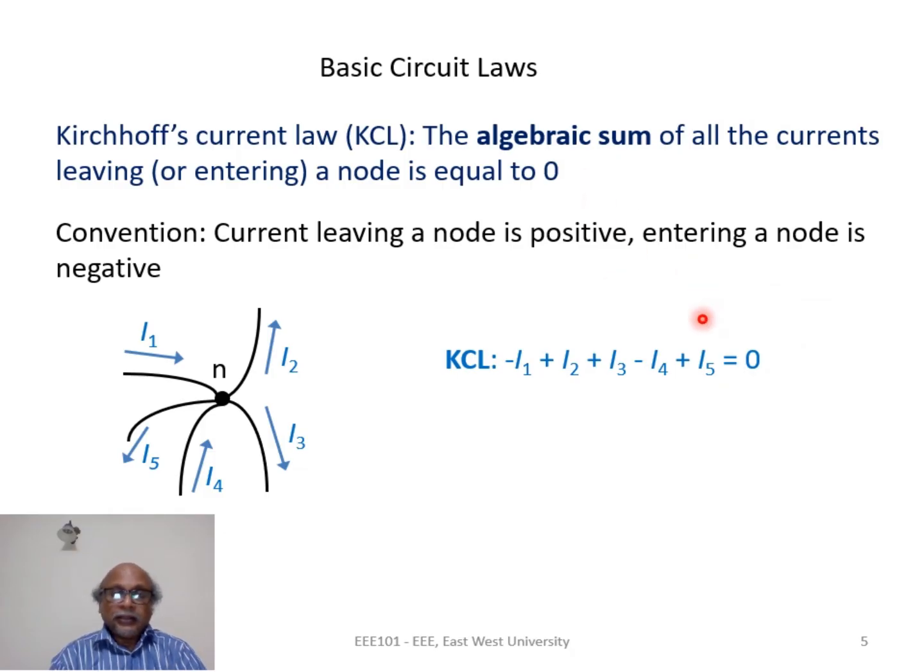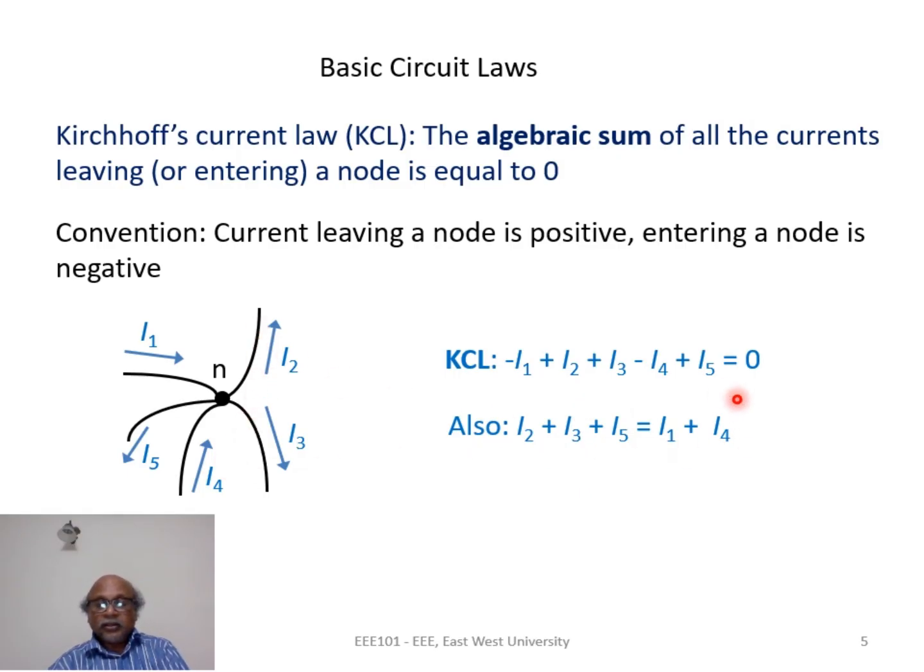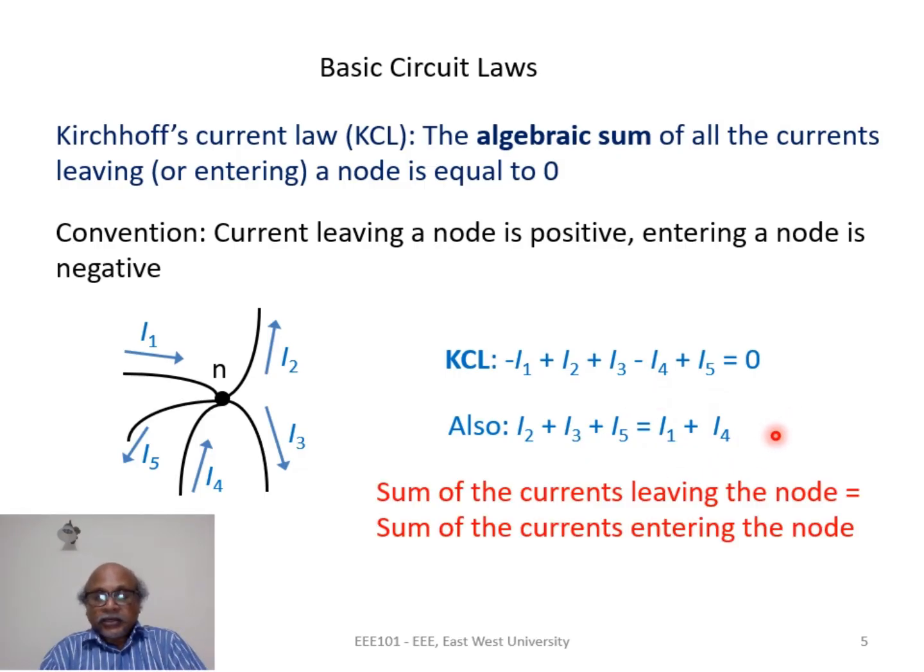We can move the negative terms to the right hand side. And here we see that the left hand side represents the sum of the currents leaving the node, and the right hand side represents the sum of the currents entering the node. So an alternate representation of KCL is that the sum of the currents leaving the node is equal to the sum of the currents entering the node.